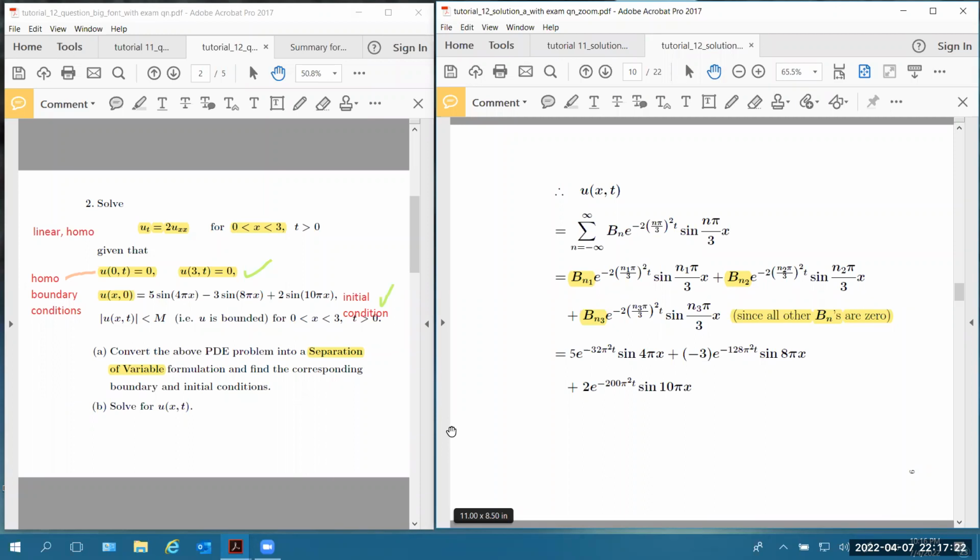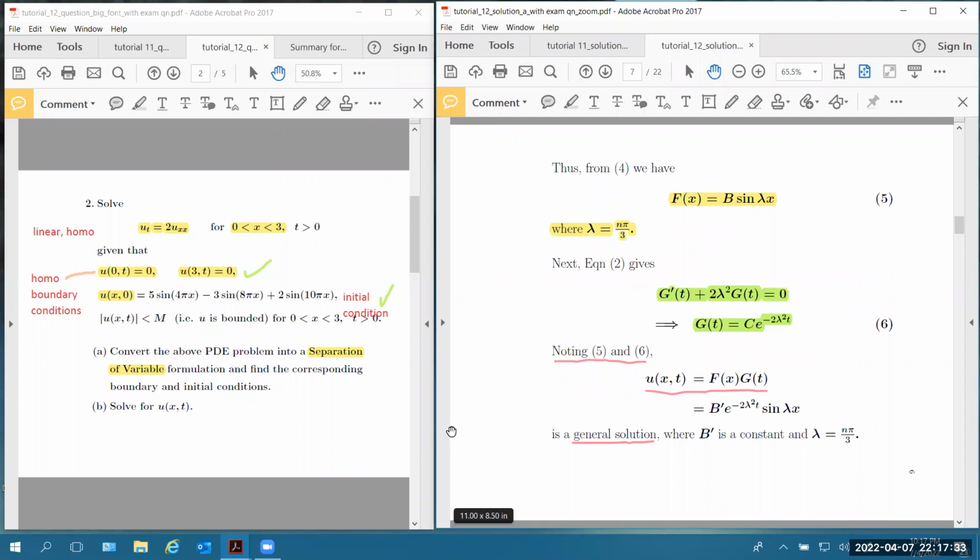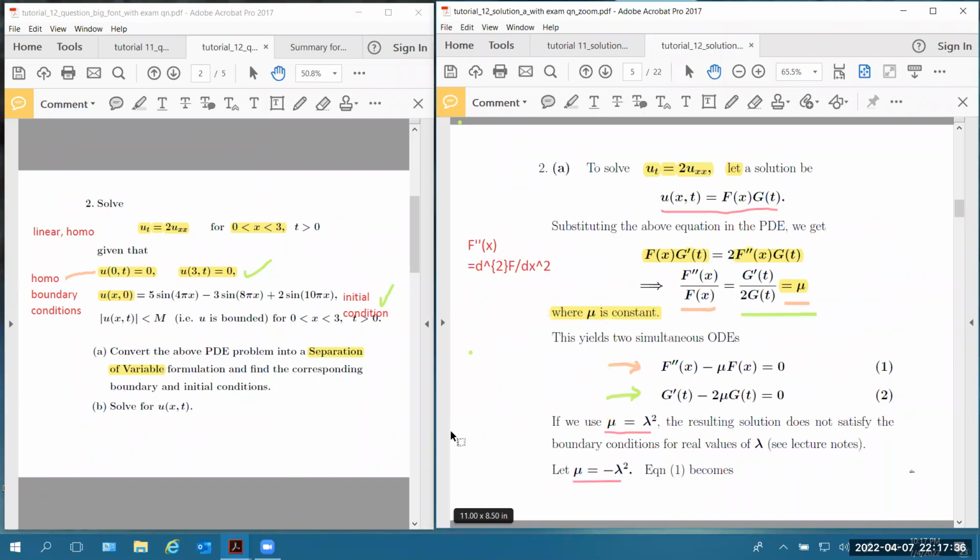Any questions? Hello, Prof. Just now you mentioned for the mu, right? In the lecture notes, you explain to us why 0 and positive square cannot be used because it's a trivial solution. So for this course, do we always use the mu as negative square? Yes. Okay, thank you, Prof. Yeah, for this kind of equations.